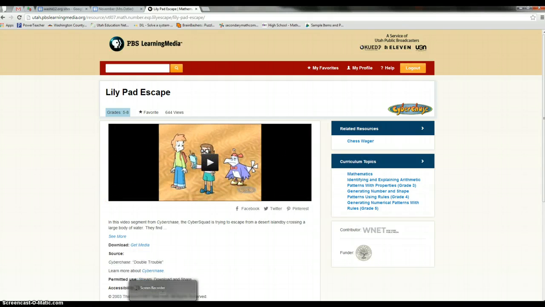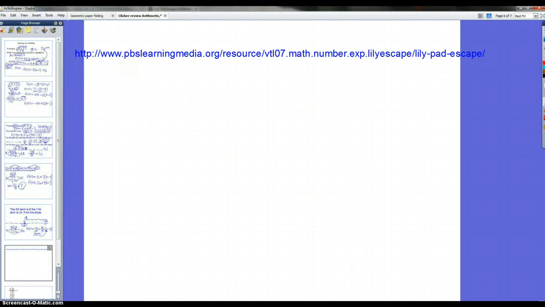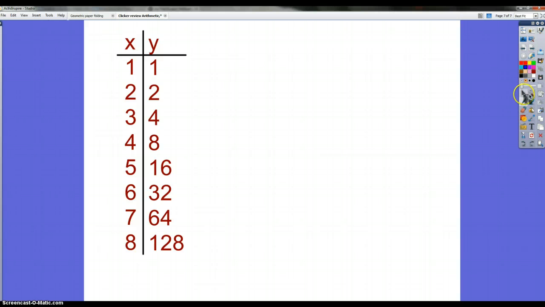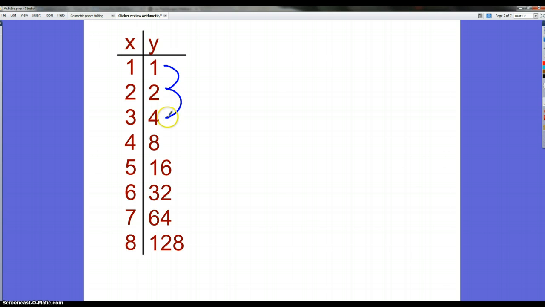Okay, so from here, we watched pretty much the whole video on that to finish it out. So what we did with that is, since it started with one lily pad and then it doubled, so then there were two lily pads, and then the two doubled and we got 4. 4 doubled we get 8. 8 doubled we get 16.